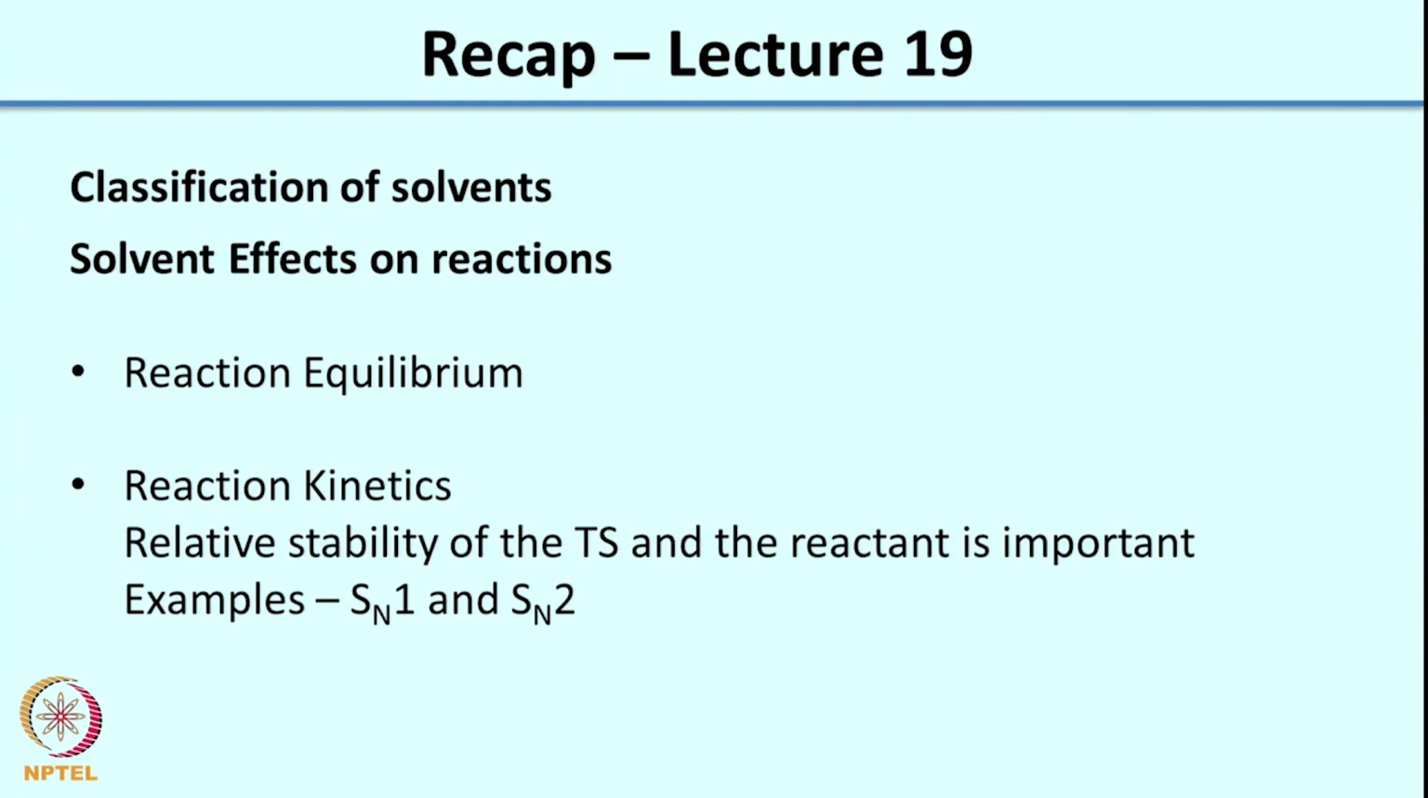If you have an equilibrium where you are going to a more polar compound, then a polar solvent favors that particular compound. We had also seen the effect of solvent on reaction kinetics, and essentially what we had looked at is the relative stability of the transition state and the reactant, and we had seen how it affects multiple reactions such as SN1 and SN2. And before leaving, I had asked you this question.